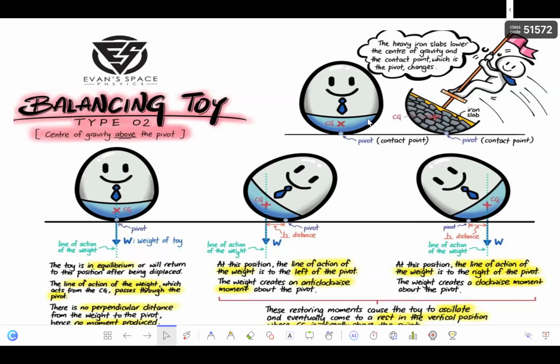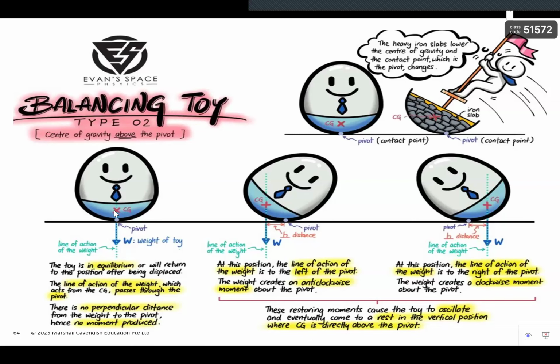So over here, you can see this blue color part is a very heavy object, very heavy mass. So my center of gravity is not exactly at the center of the roly-poly. It will be much further down. Okay, so next, at this point where the roly-poly is standing upright, you have your center of gravity directly above the pivot. So there is no perpendicular distance between the line of action of the weight and the pivot. So there will be no moment, so it will be balanced like this.